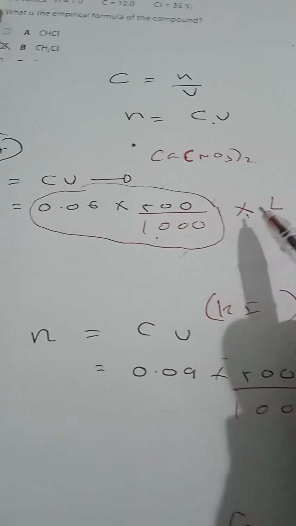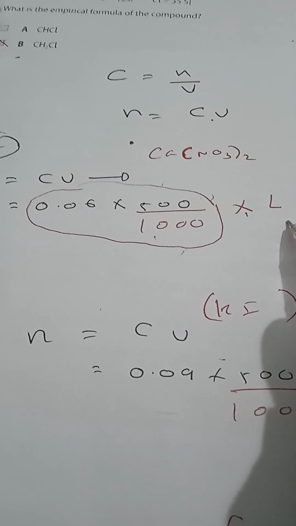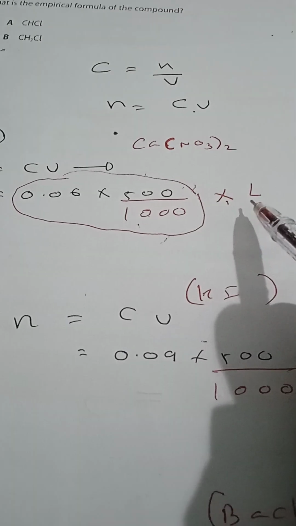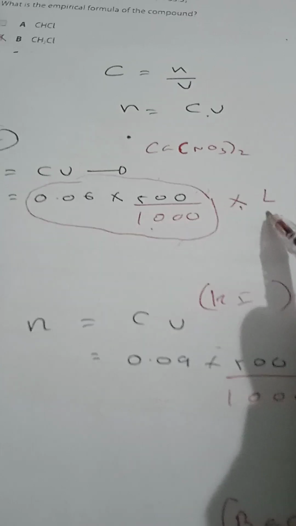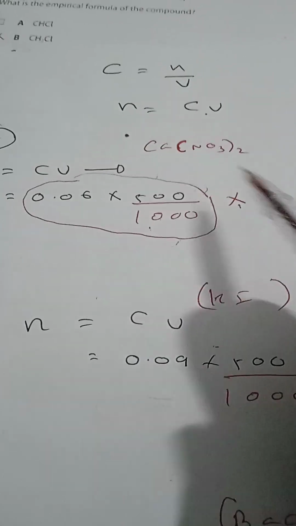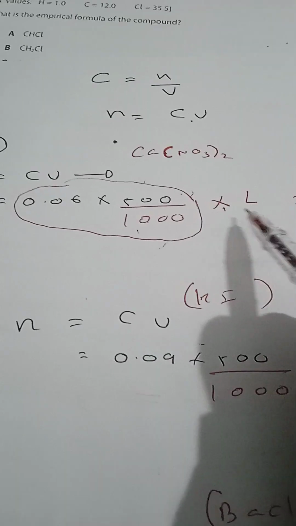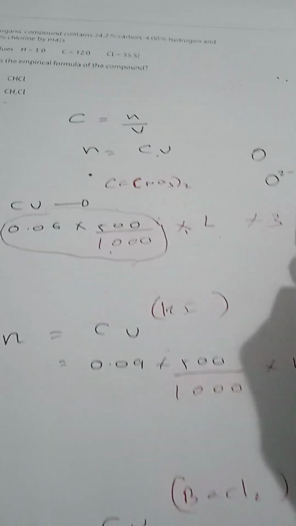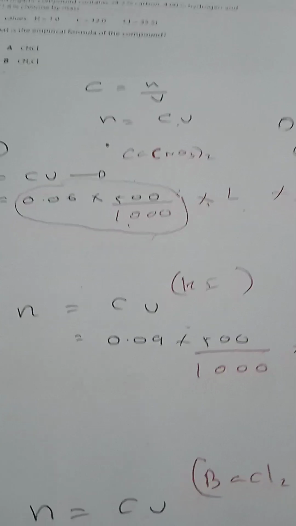Avogadro number we represent as L. L is Avogadro number. So the number of moles, when multiplied by the Avogadro number, that is L, gives the number of molecules. One molecule has 3 ions, so the total number of ions should be multiplied by 3. So that number you can calculate, right?